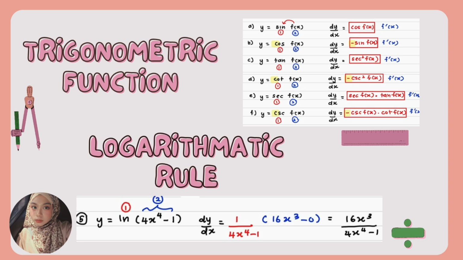So the number 2, it will be 16x with the power of 3 minus 0. Why is the 0 here when in the question it is minus 1? You need to understand it is because the minus 1 is the constant. So when it's constant, it will be 0. So the final result will be equal to 16x with the power of 3 over 4x with the power of 4 minus 1.